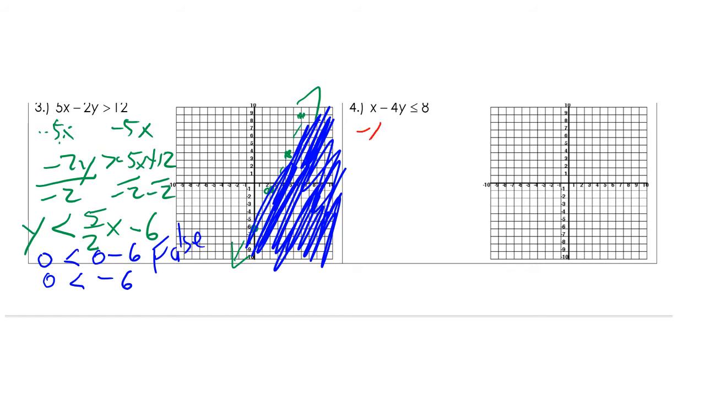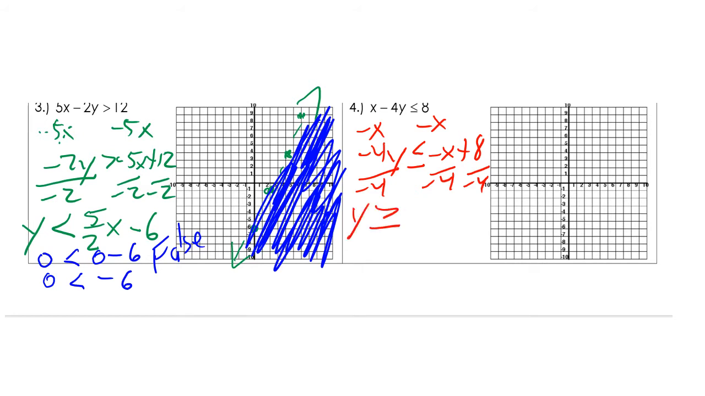Number 4, I have to isolate y, so I'm going to subtract x from both sides. -4y is less than or equal to -x plus 8. Once again, I'm dividing everything by a negative number, so I'm going to have to switch that sign again. Y is greater than or equal to 1x over 4 minus 2. All right, I can graph this line.